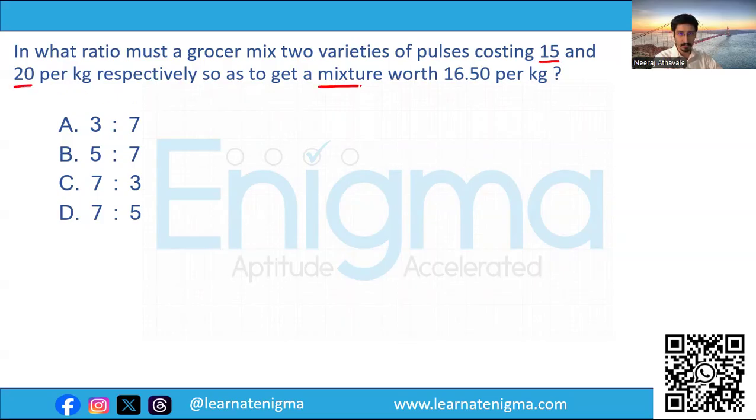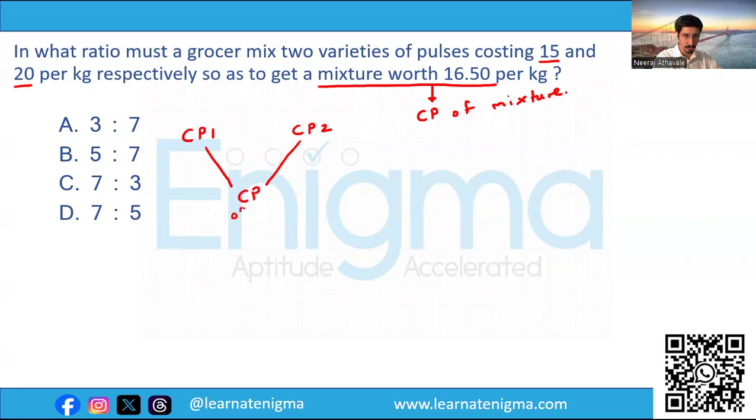Now, when we are given the mixture is worth some value, this is nothing but the cost price of the mixture. So always remember, write down the first cost price which is mentioned in the question in the left top corner, the second cost price in the right corner, and here it should be the cost price of the mixture. Now after that it has to be cross subtraction. So subtract the smaller value from the bigger value. That will give you the ratio of quantities.